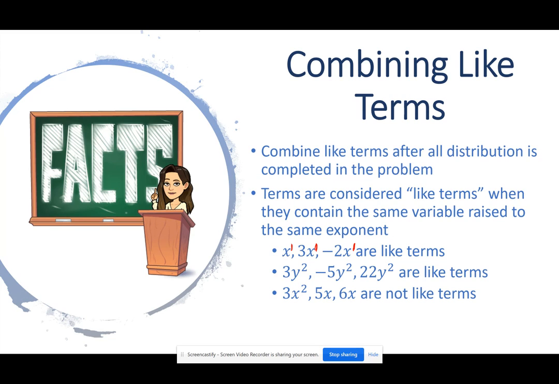Then we have 3y squared minus 5y squared and 22y squared. They would all be like terms because they all have the y, and the y's are all raised to the second power. Lastly, we have 3x squared, 5x, and 6x. These would not be like terms because this one is raised to the second power, but these are raised to the first power, so the variables are not raised to the same exponent. We could also have just 5, -2, and 11.